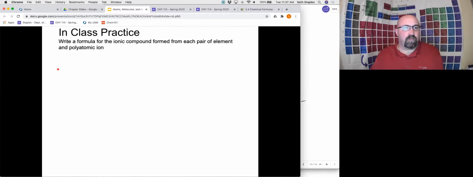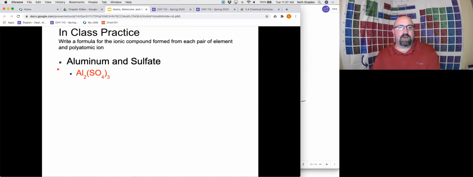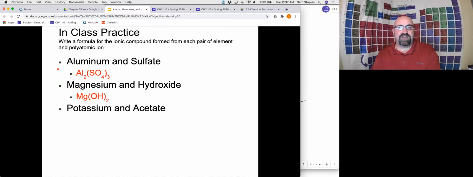And now just some practice with some polyatomics. So come up with aluminum and sulfate. Hopefully you've got Al2(SO4)3. Magnesium and hydroxide. Mg(OH)2. Potassium and acetate. K(CH3CO2). We don't need parentheses here because we only needed one acetate. Finally, calcium and nitrate. Ca(NO3)2.